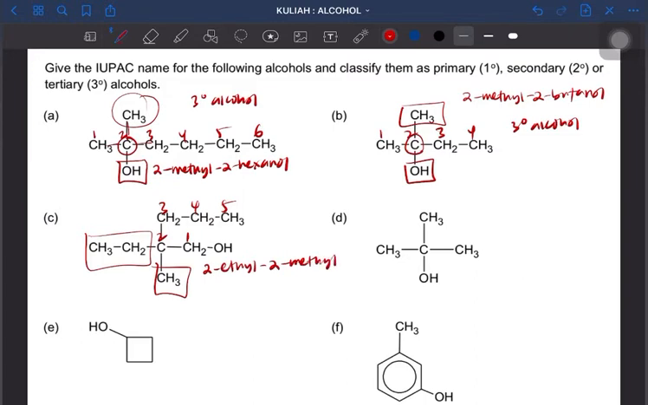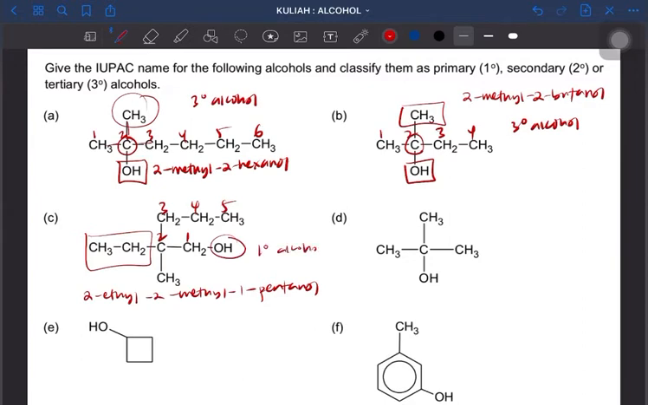Okay, that's not long enough, wait. 2-ethyl, 2-methyl, 1-pentanol. Okay, so this OH is bonded to a primary carbon. So this is a primary alcohol.